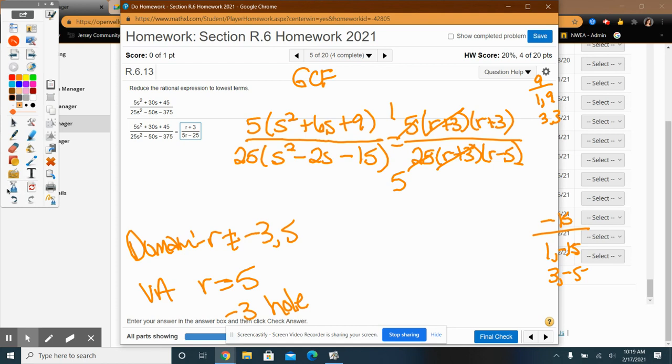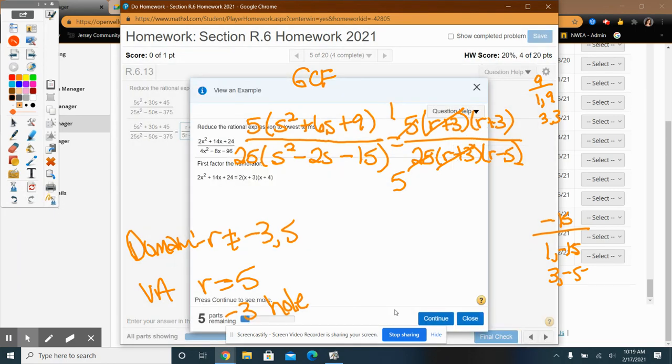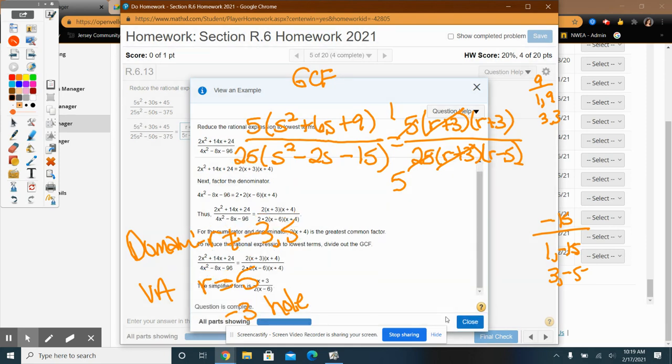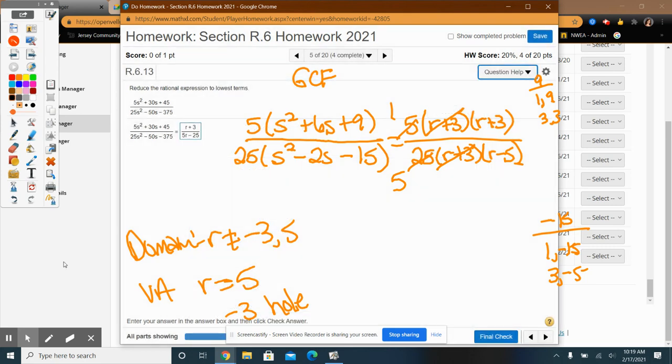I'm on question 5. I'm going to view an example here to see what they want me to do. I factored, did that. Factored, did that. Pulled out the 2. They wanted you to leave it in factored form. Yep, I'm doing r.6, yeah.